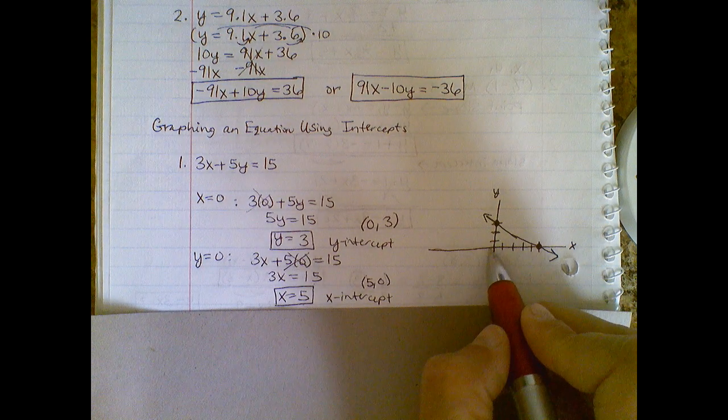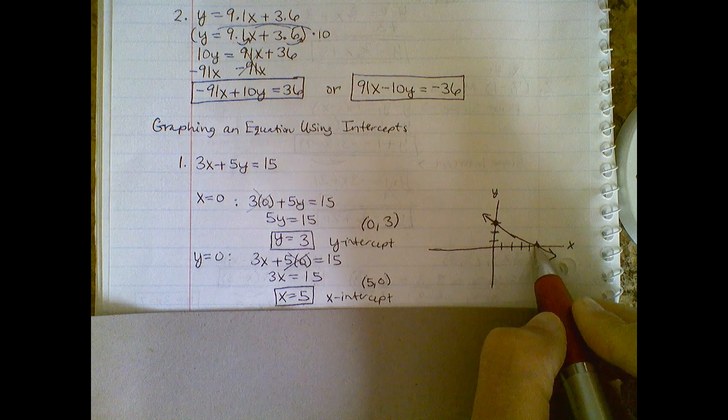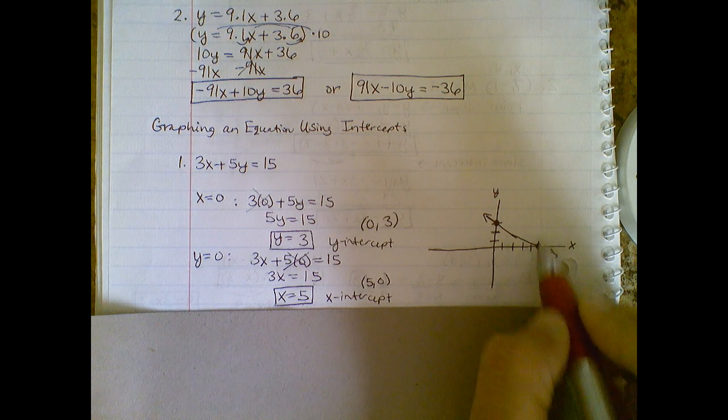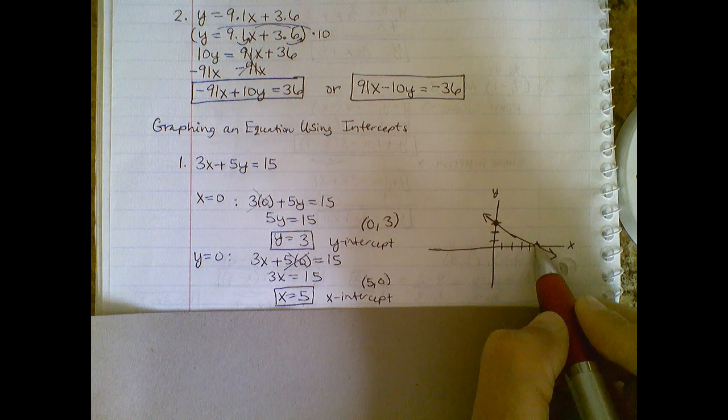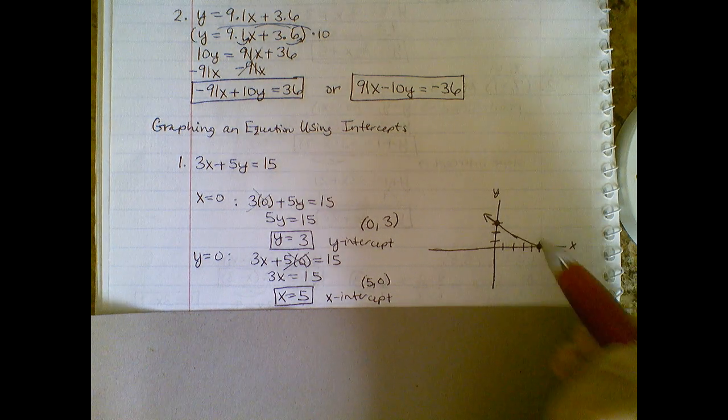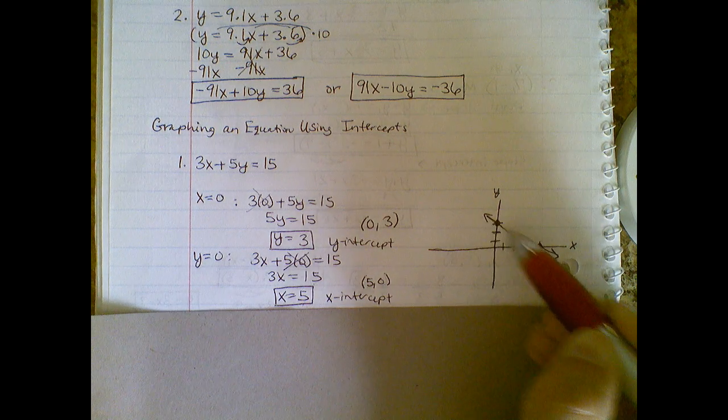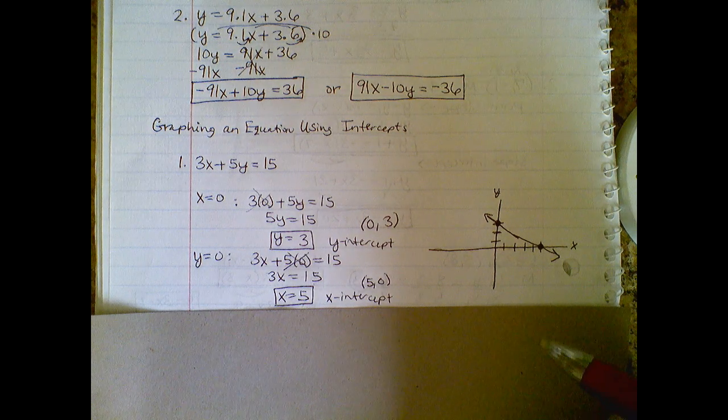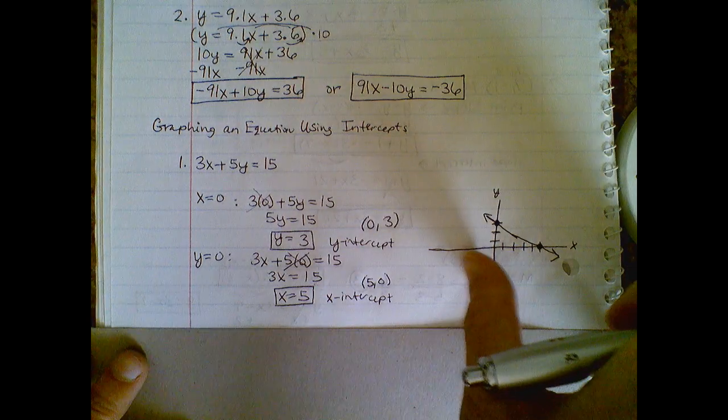So I graph that. I go over to 5, and then 0 is my y, so I don't have to go up or down at all. I plot that point. That is my x-intercept where it crosses the x-axis. I have 2 points. That's all you need to make a line. So then I make my line through them. Okay, so let's try another one.